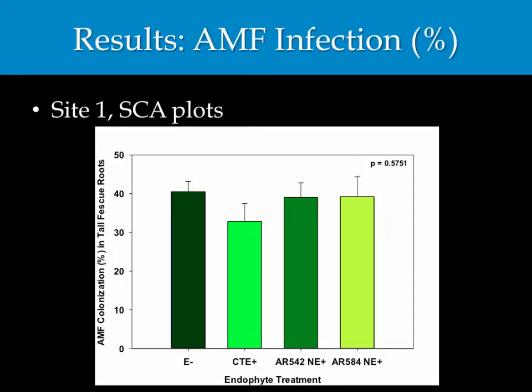These are the results of my AMF infection percentage. On the y-axis is my AMF colonization rates. So how many total times I viewed that slide whenever I saw an infection structure, that's how I calculated those rates. And then across the x-axis are my endophyte treatments. You can see there was no significant effect of endophyte treatment here. Very similar rates, very high rates of AMF colonization across the board for my endophyte treatments.